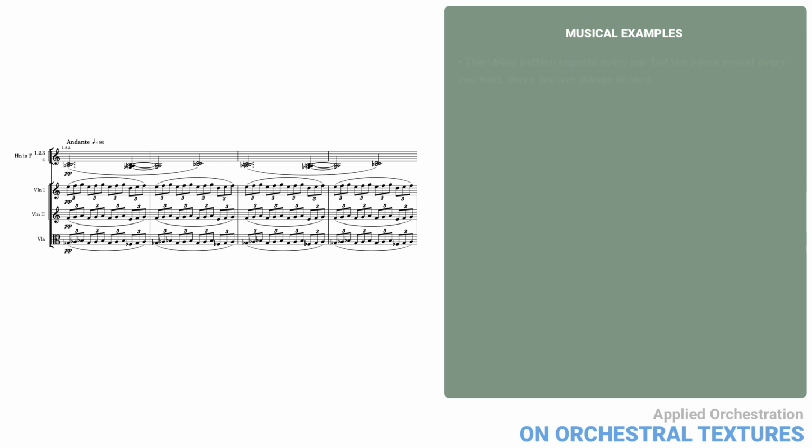What's different about this example is that the string pattern repeats every bar, but the horns repeat every two bars, so there are two planes of tone. Because of the orchestration, the horns are in the foreground. The strings here sound like an accompaniment. We notice them less, but the overall effect is still fairly static.